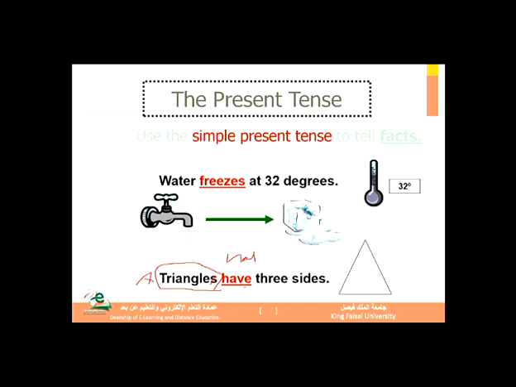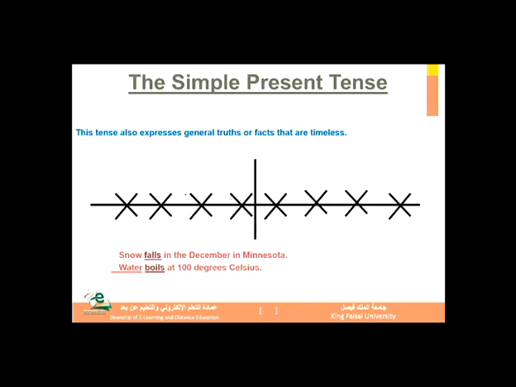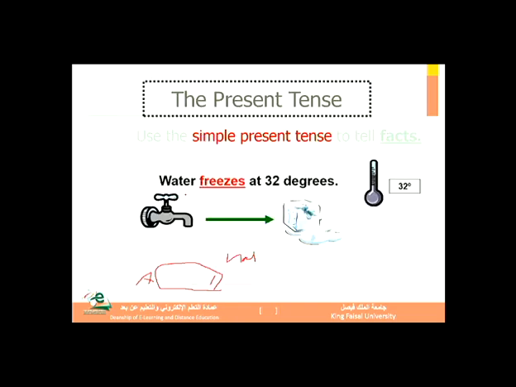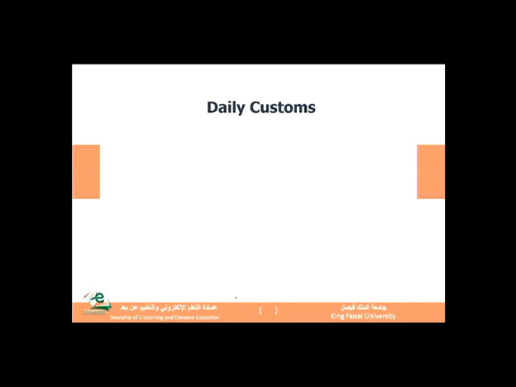فنستخدم the present simple tense to talk about facts and these are some of the facts. Okay, ولاحظوا أن التركيب اللغوي له أن لما يكون موضوع الجملة مفرد فالفعل نضيف له s لما يكون موضوع الجملة subject جمع ما نضيف للفعل s. Okay, مثل هذه الجملة لما قلنا triangles صارت جمع صار الفعل have مو has. Okay.